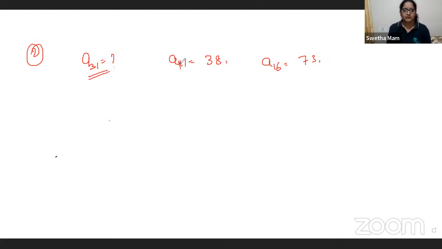See, if the problem is like this, what should we do? A11 is given, A16 is given.